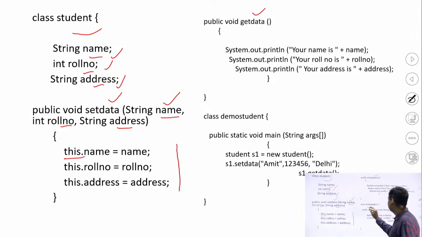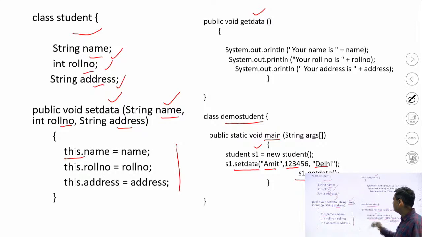Then we have a DemoStudent class with a main method. Then S1 is the object of Student, then we call setData passing the values Amit and the roll number, and then we call s1.getData.